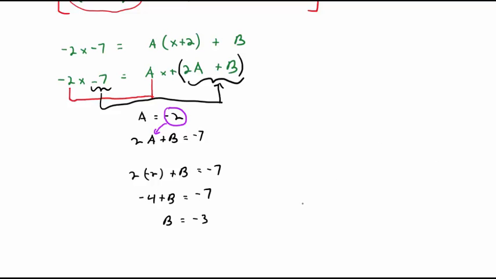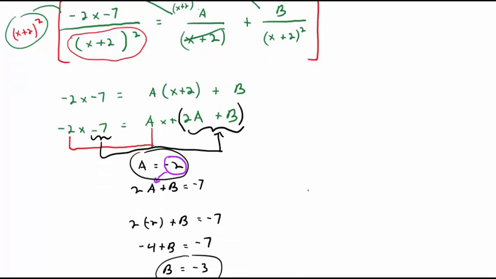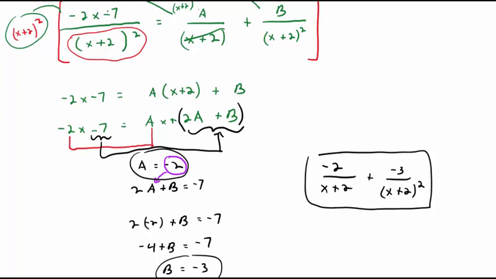So we've got b, we've got a. Let's rewrite the decomposition. Remember what the decomposition was? It was a over x plus 2. So that means it's -2 over x plus 2 plus b over x plus 2 squared, which means it's plus -3 over x plus 2 quantity squared. Of course, if you wanted to bring the minus out in front and replace the plus with it, you could, but I'm just going to leave it like that. So in other words, -2x minus 7 divided by x plus 2 quantity squared decomposes to be -2 over x plus 2 plus -3 over x plus 2 quantity squared.